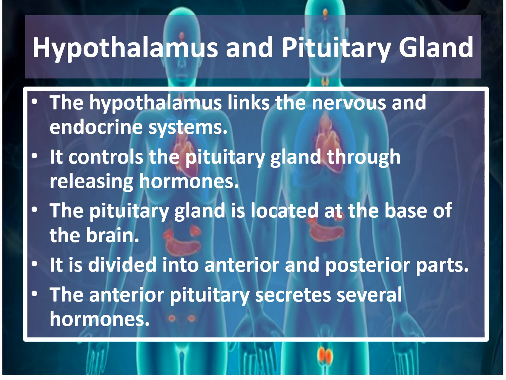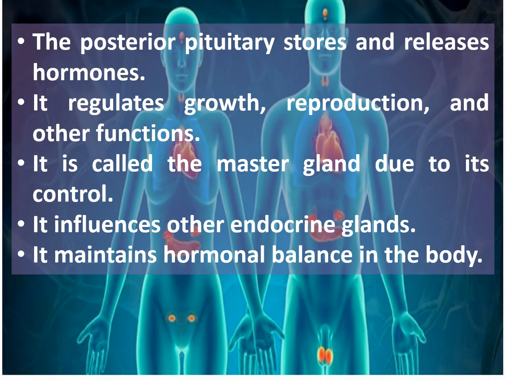The anterior pituitary secretes several hormones. The posterior pituitary stores and releases the hormones. So the pituitary gland, which is present at the base of the brain, is divided into two parts, the anterior pituitary and posterior pituitary. The anterior pituitary releases the hormones, whereas the posterior pituitary stores and releases the hormones. So this regulates growth, reproduction, and other functions.